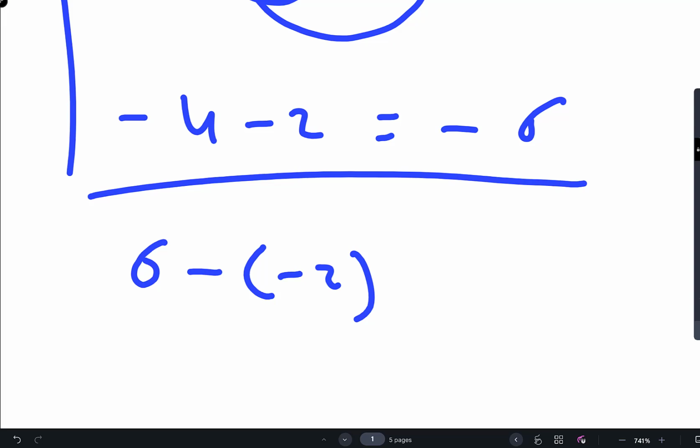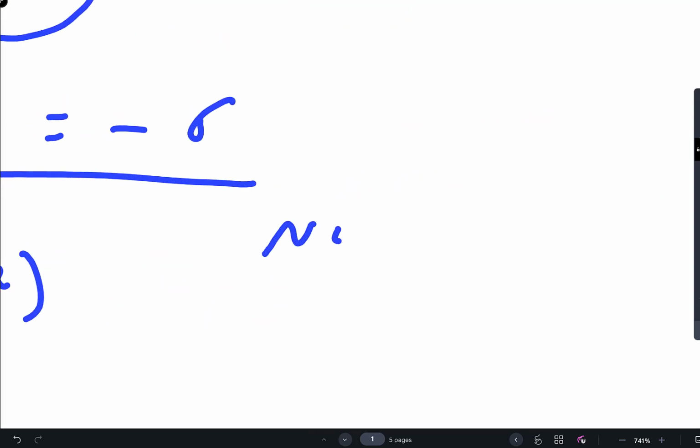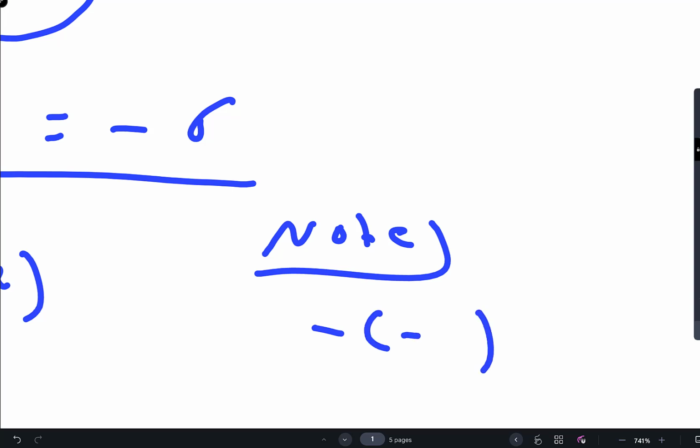Sometimes maybe you have this: 6 minus negative 2. Be careful. Anytime if you have something like that, you can change these two signs to positive.